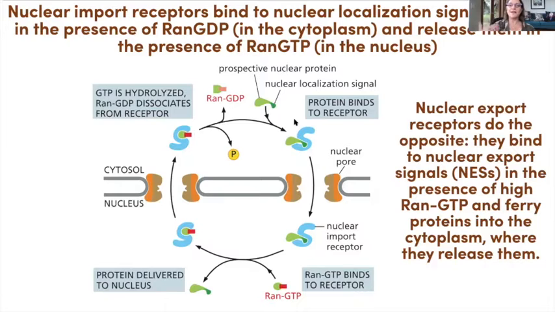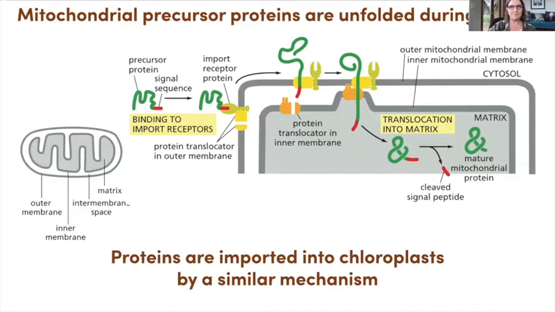And nuclear export receptors essentially do the opposite. They pick up their cargo in the nucleus in the presence of high RAN GTP, and they release it in the absence of high RAN GTP in the cytoplasm. So I know that's a little bit confusing, but if you can look at the figures and listen to that again, hopefully that will make sense. And again, I'm happy to talk about this in more detail.